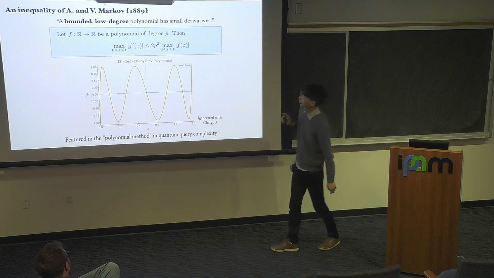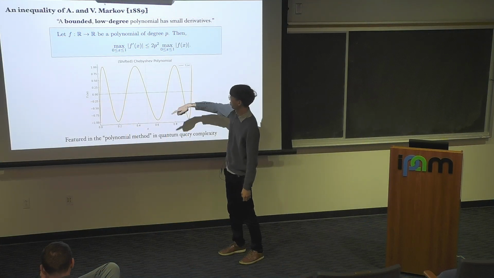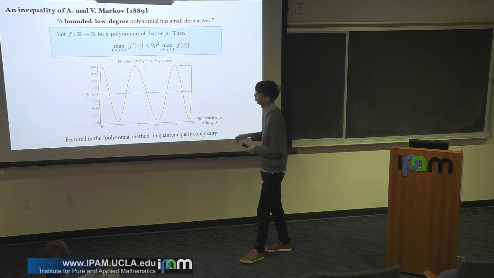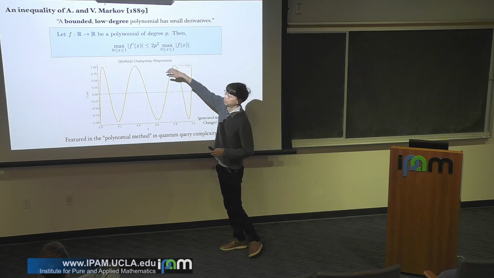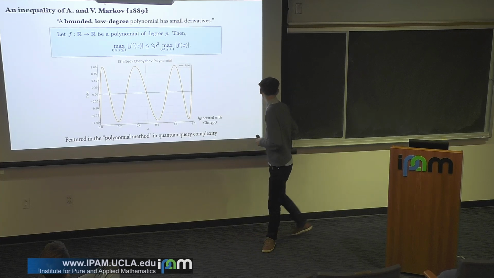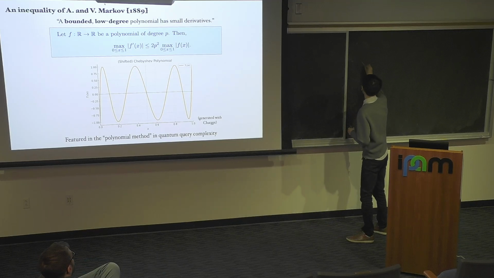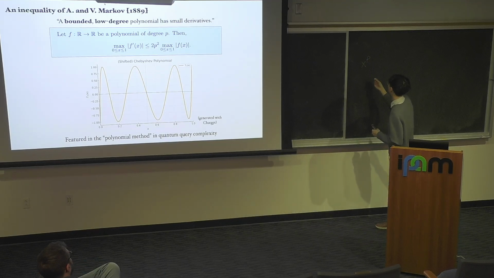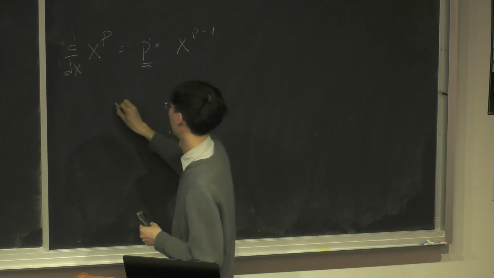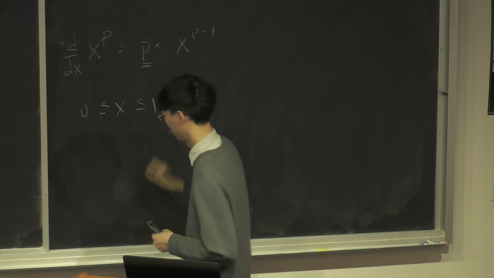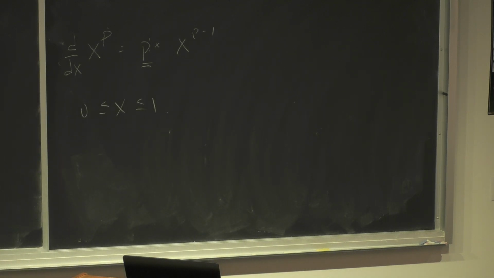You can play around with this bound. You can say, what if I don't use this oscillating polynomial, and I use x to the p? If you go through this, you realize it doesn't saturate the bound. If it's just x to the p, the derivative is just p times x to the p minus 1. So the factor is p, if x is between 0 and 1. So there's really nothing crazy going on here.